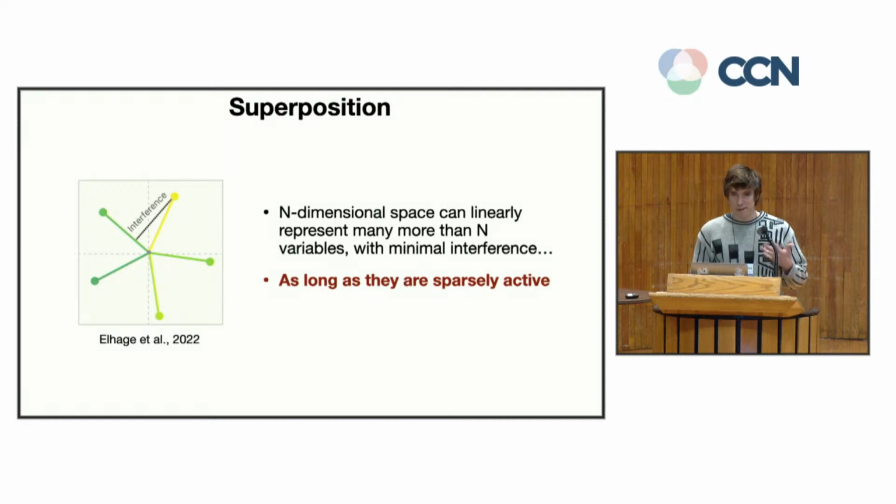This isn't a new insight. It's the foundation of the field of compressed sensing, for example. But I think it's only recently that people have started to really reckon with this idea in the context of understanding representations in neural networks.